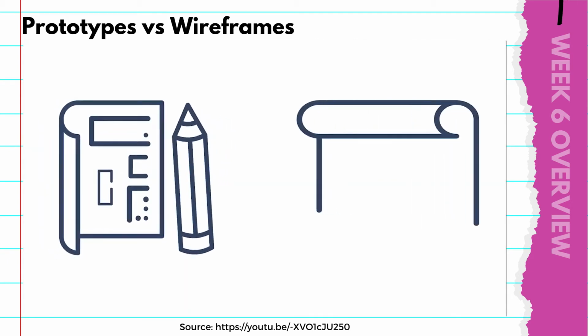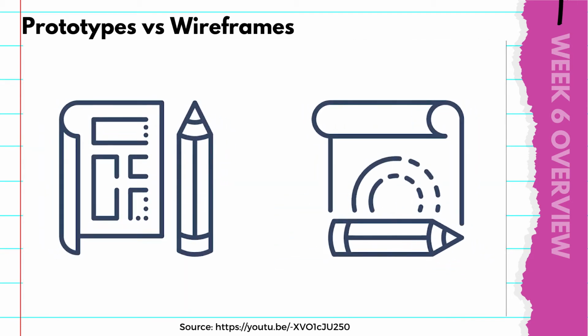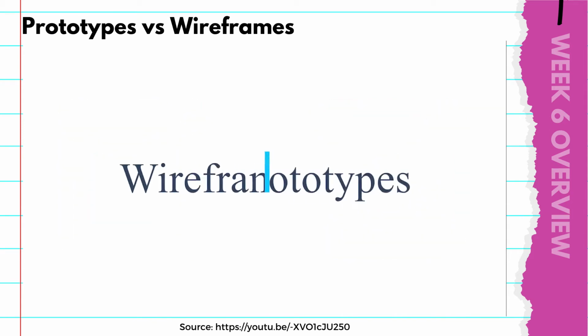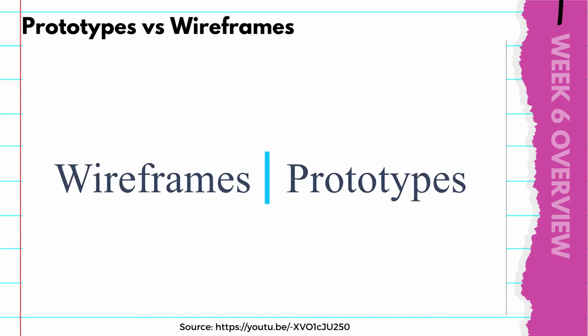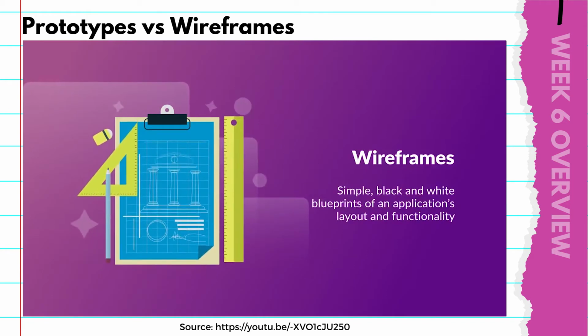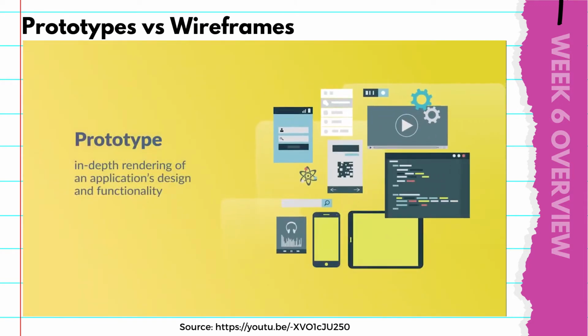There are plenty of processes and tools that software teams use to communicate how an app will work. Two of the most popular are wireframes and prototypes. Wireframes are simple black and white blueprints of an application's layout and functionality, while a prototype is a much more in-depth rendering of an application's design and functionality. Prototyping takes much longer and is generally more expensive.